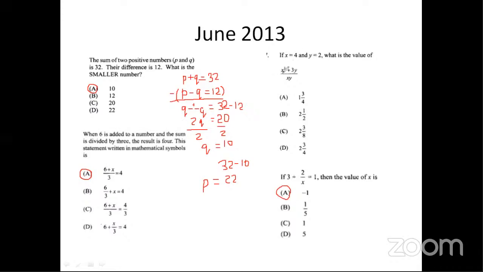So we have x squared, where x is 4. So we're having 4 raised to 2, 4 squared, plus 3 multiplied by y, which is 2. Go ahead.